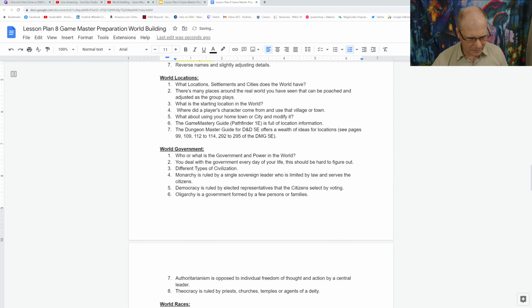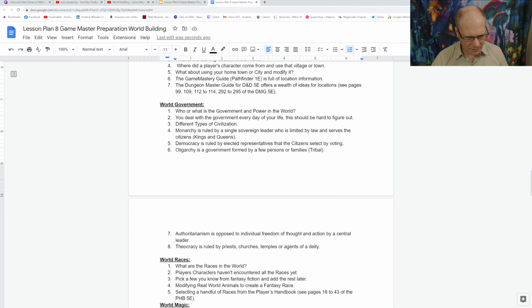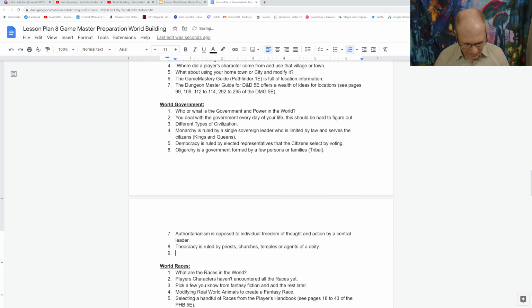The monarchy is there. So monarchy is kings and queens. Kings and queens, that's really what it is. Democracy, we know what that is. Oligarchy, this is basically tribal. Okay, oligarchy is a government formed by a few persons or families. Democracy is ruled by elected representatives that citizens select by voting. We know what this one is. This here can go at the end.